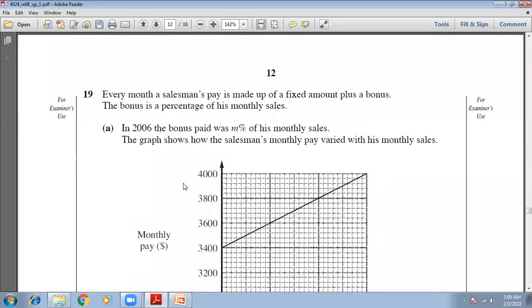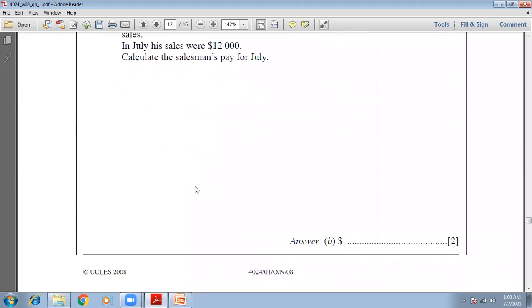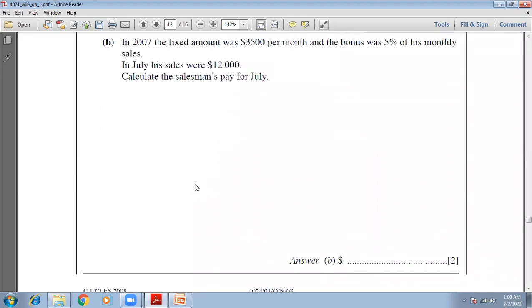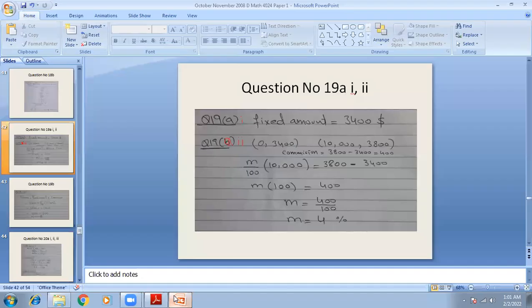Okay, so we have question number 19, and it's B part. In 2007, the fixed amount was $3,500 per month, and the bonus was 5% of his monthly sales. In July, his sales were $12,000. Calculate the salesman's pay for July. So it will be the fixed salary plus the commission, and the commission will be 5% of his sales, which is of 12,000. So let me show you how this is done.